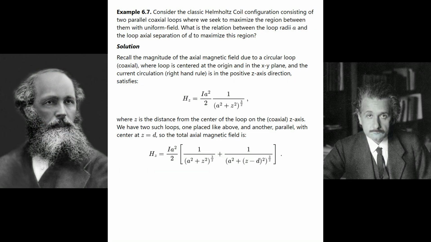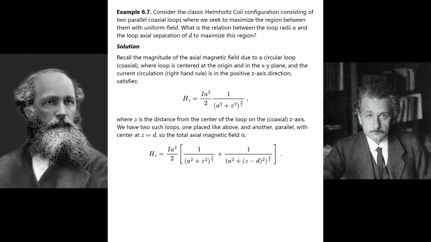Example 6.7. Consider the classic Helmholtz coil configuration consisting of two parallel coaxial loops where we seek to maximize the region between them with uniform field. What is the relation between the loop radii, a, and the loop axial separation d to maximize this region? Solution: recall the magnitude of the axial magnetic field due to a coaxial circular loop, where the loop is centered at the origin and in the xy plane, and the current circulation, by the right-hand rule, is in the positive z-axis direction, satisfies the equation shown, where z is the distance from the center of the loop on the coaxial z-axis.